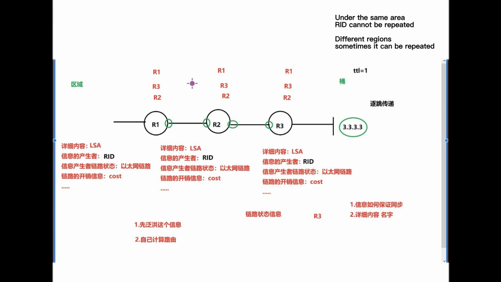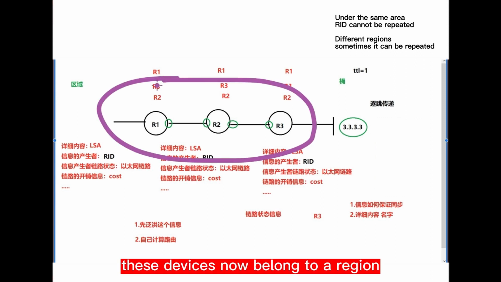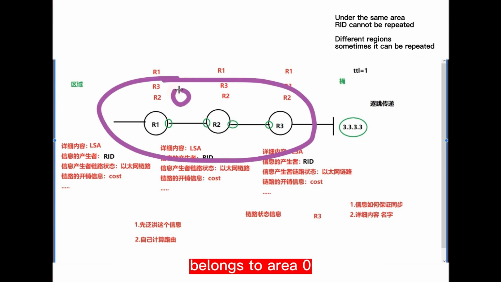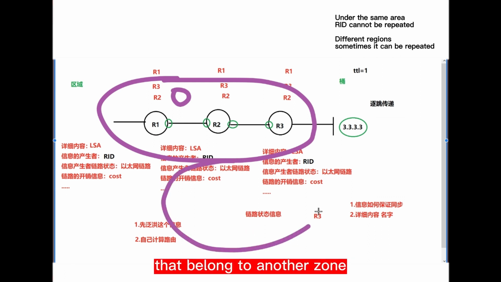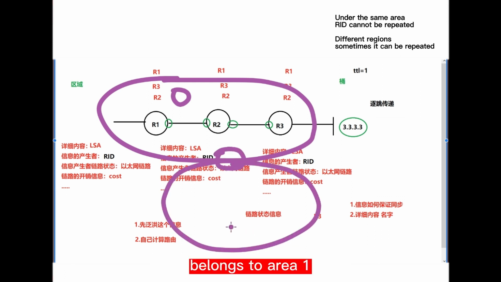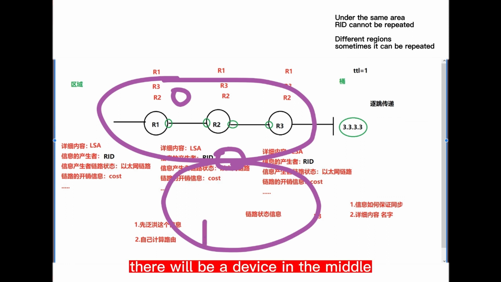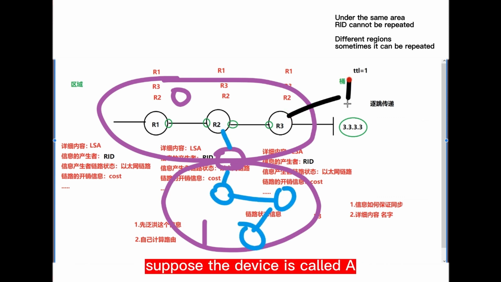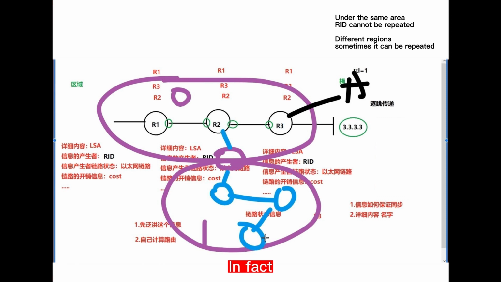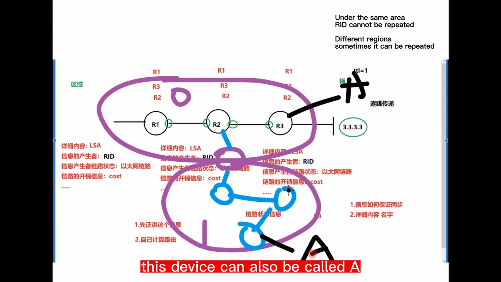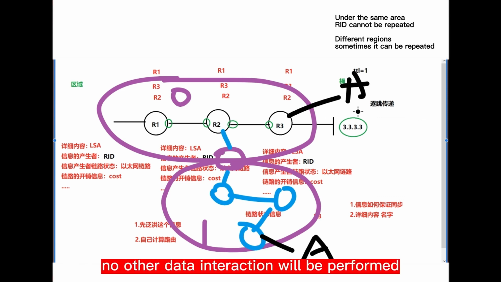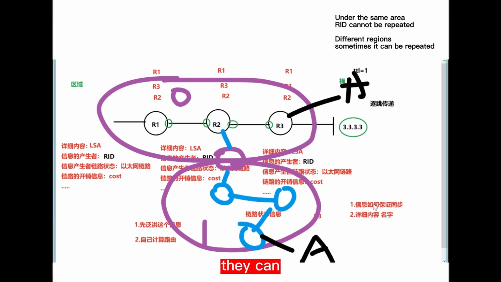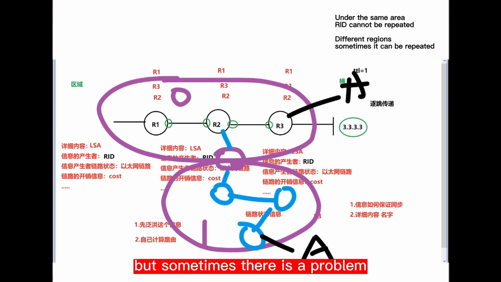For example, these devices now belong to a region, area 0. Then there are some devices that belong to another area, area 1. Certainly there will be a device in the middle. So here are the different devices. Suppose the device is called A. In fact, this device can also be called A. Then if the two devices have no other data interaction, they can be the same. But sometimes there is a problem.